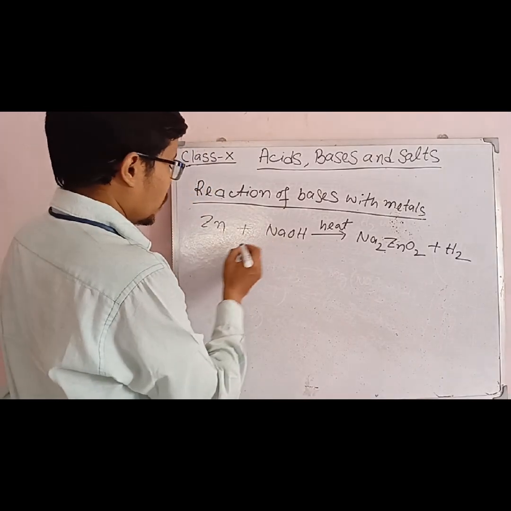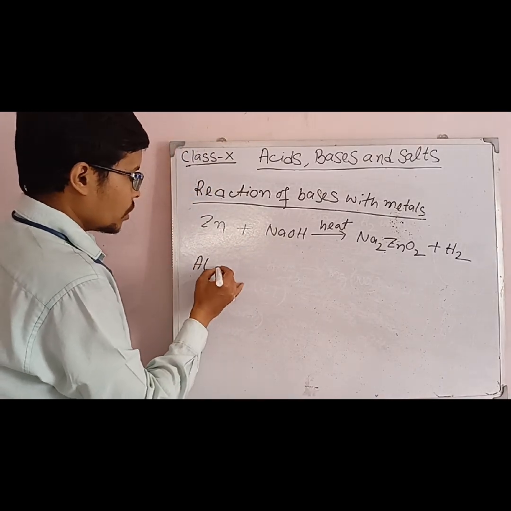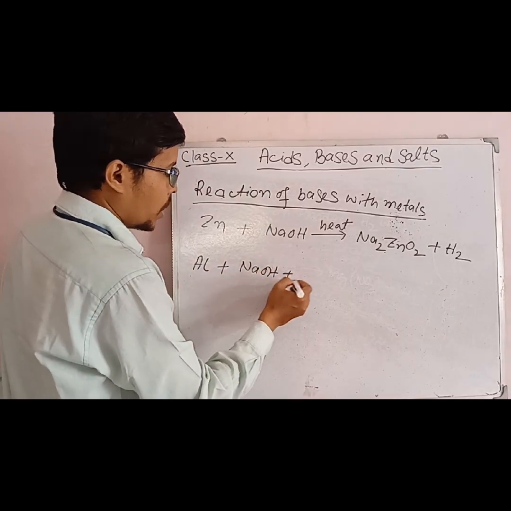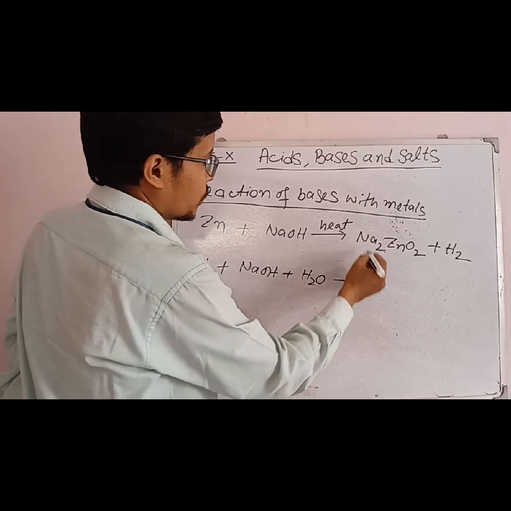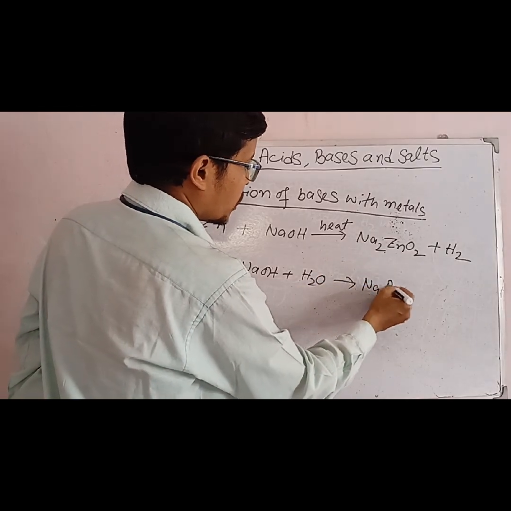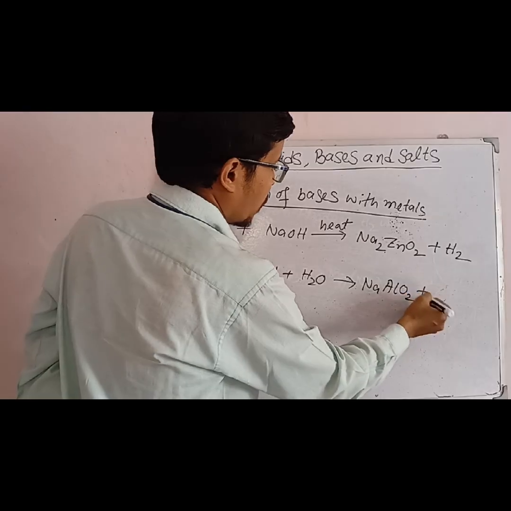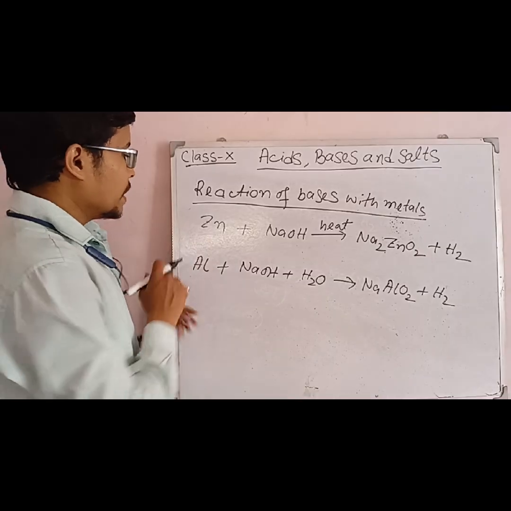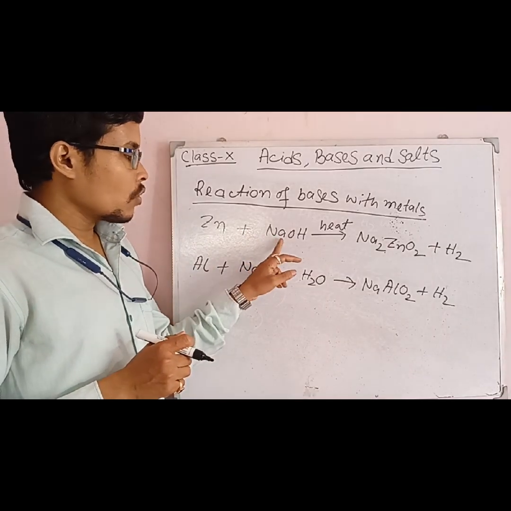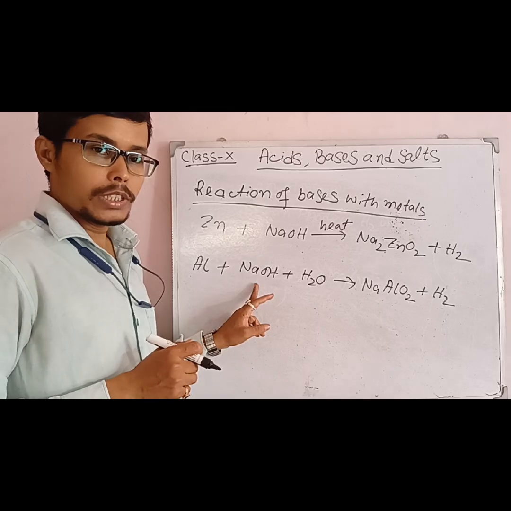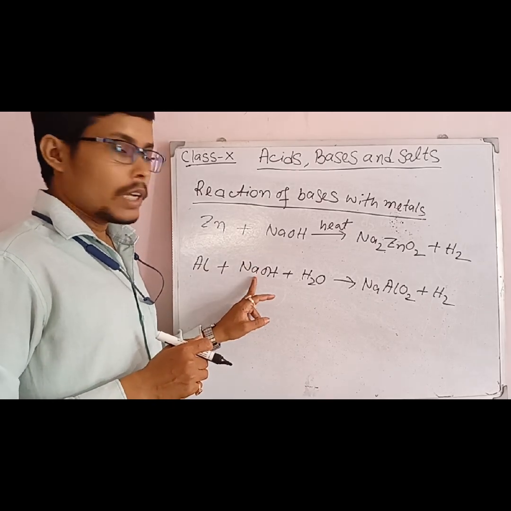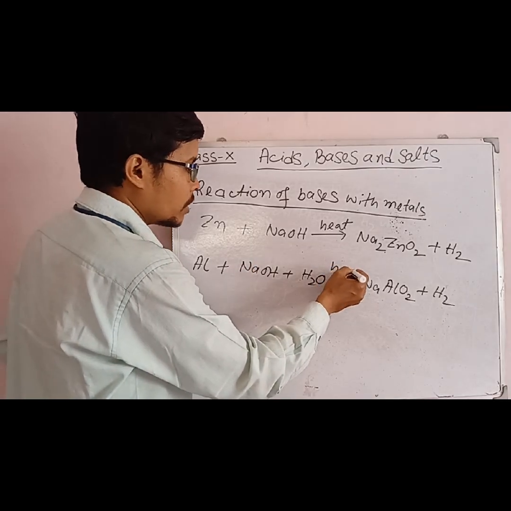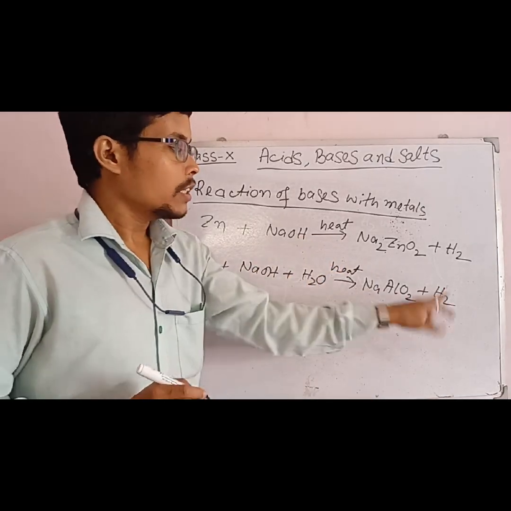In case of aluminium also, it will react with NaOH, and water will be required here, giving sodium aluminate, which is also another salt, plus hydrogen gas. So only very few metals like zinc, aluminium, tin react with strong alkali like NaOH and KOH, in concentrated aqueous solution. Then if we heat it with the solution, they will react to produce salt and hydrogen gas.